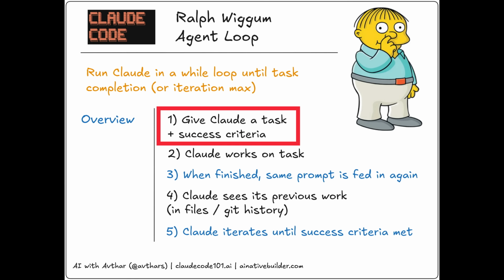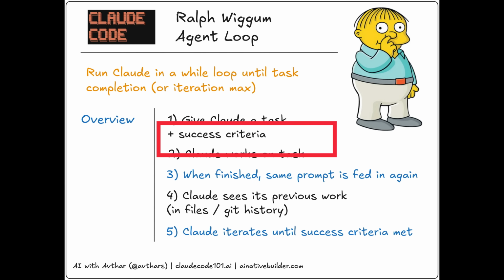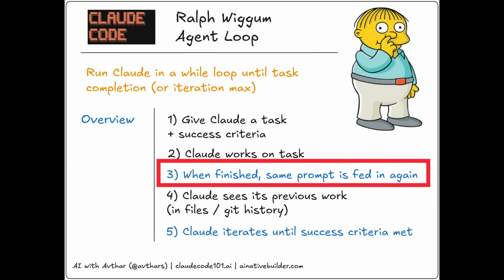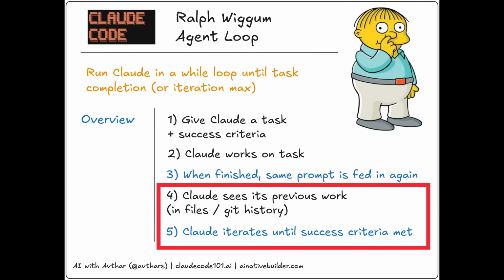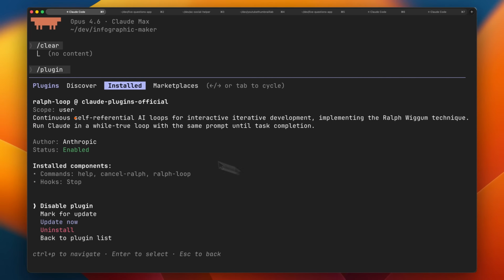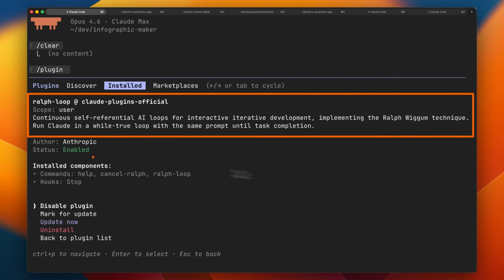You give Claude a task and success criteria. Then the same prompt is fed repeatedly to Claude in a loop. Claude then iterates on the problem, improving, fixing, refining, until it meets a success criteria or runs out of loop iterations. To get started with Ralph Wiggum loops, try the Ralph Loop plugin from Anthropic. It comes with built-in hooks that refeeds in the prompt whenever Claude stops.